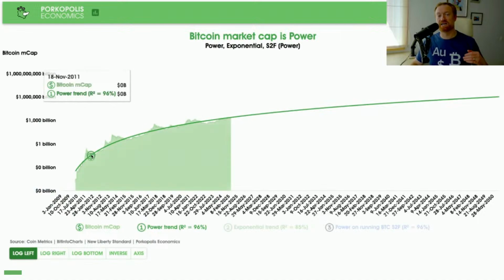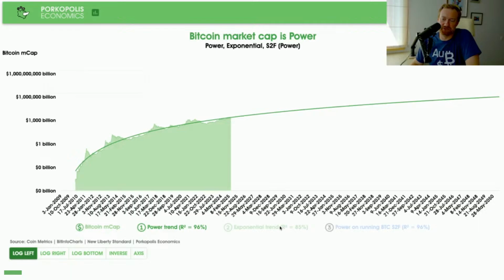We can also try to shoehorn an exponential curve into Bitcoin. I've done that for you. So let's shoehorn an exponential trend into Bitcoin right there.